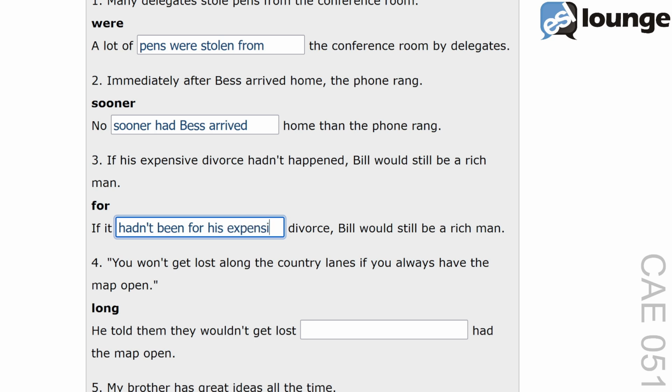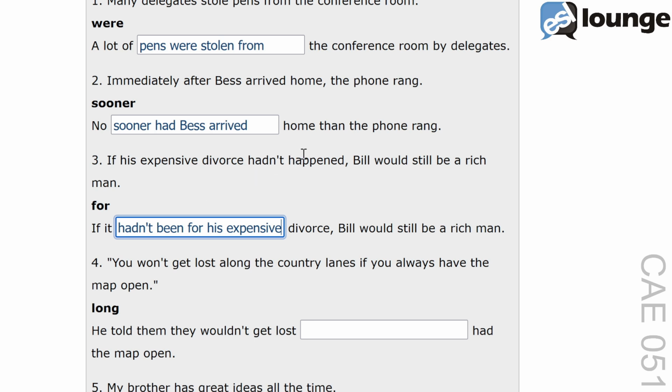The phrase hadn't been for is used to express a condition that prevented something from happening. Hadn't been for his expensive indicates that the divorce was the reason Bill is no longer rich. Another example, if it hadn't been for the storm, we would have arrived on time.